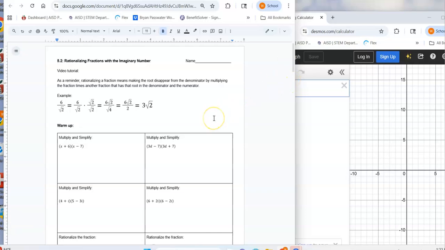Hi everybody, here's a video about rationalizing fractions with the imaginary number. So when I say rationalizing fractions, I mean what happens when there is a square root in the denominator and we can't simplify it out.